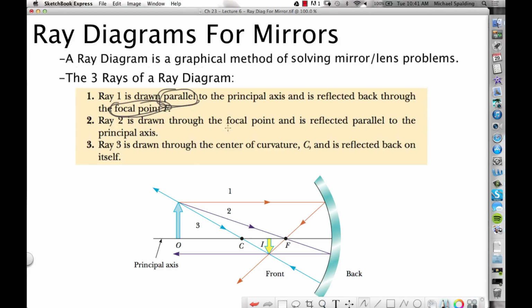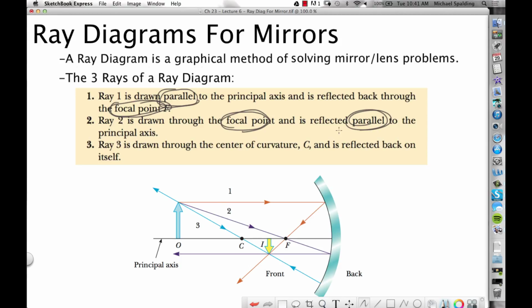What does ray number 2 do? Ray number 2 does the opposite. Focal point, and then parallel, right? So that's what you want to put in your head. The first one goes parallel, focal point. The second one goes focal point, parallel. They're the opposite of each other.